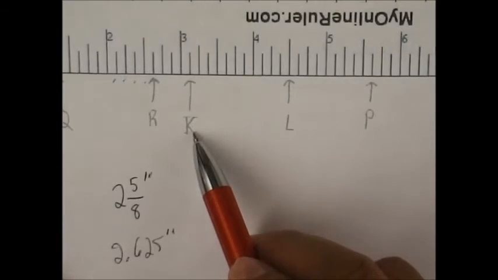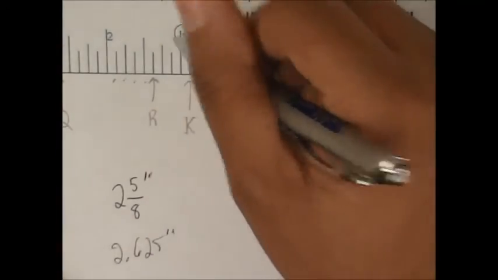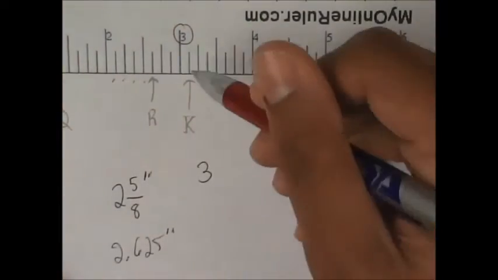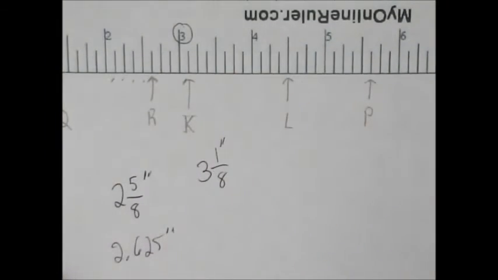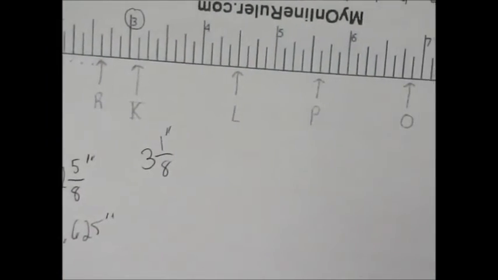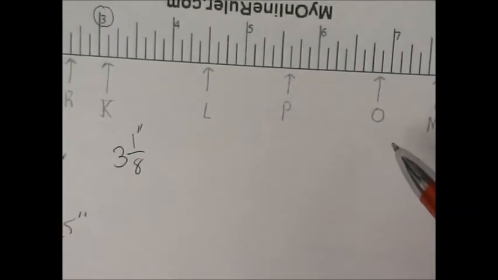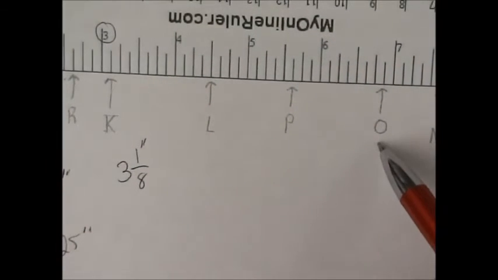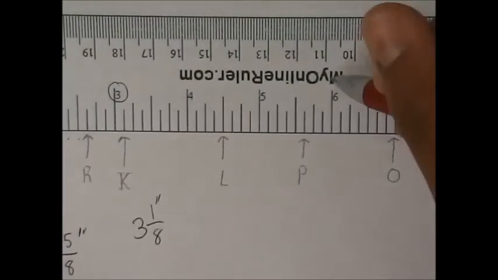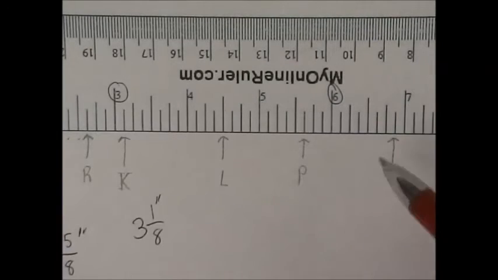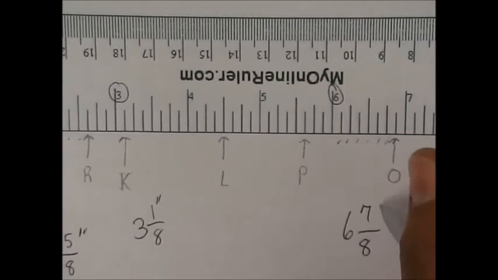All right, so the value of K, 3 inches. And how many eighths? 1/8, so 3 1/8 inches. Okay. The value of, let's do one more. Let's do O, and then we'll end the video here. So O is 6 inches. And how many eighths? 1, 2, 3, 4, 5, 6, 7. So O would be 6 7/8 inches.